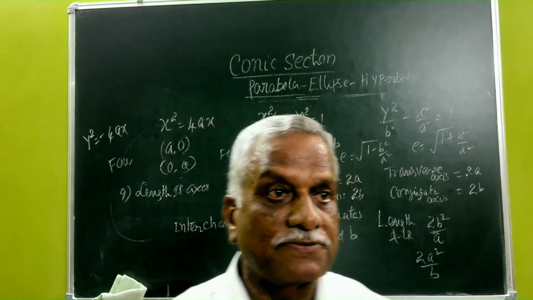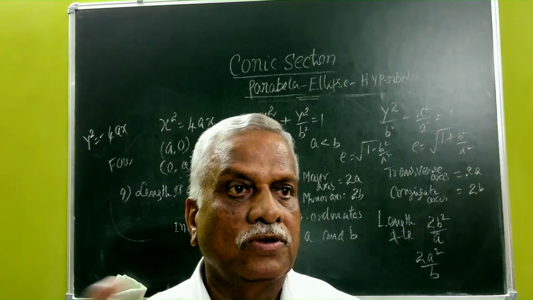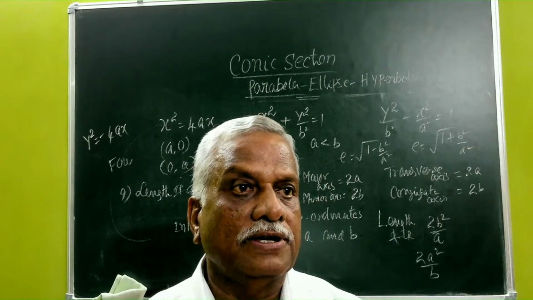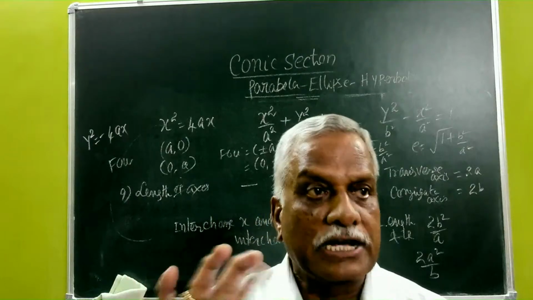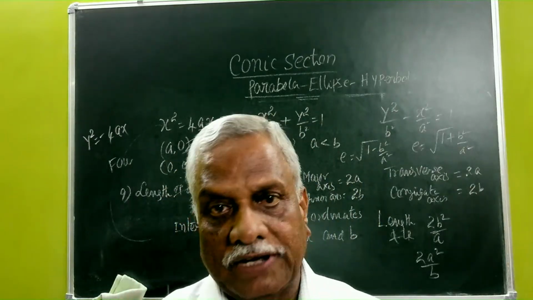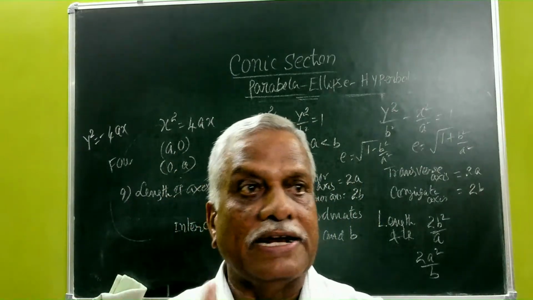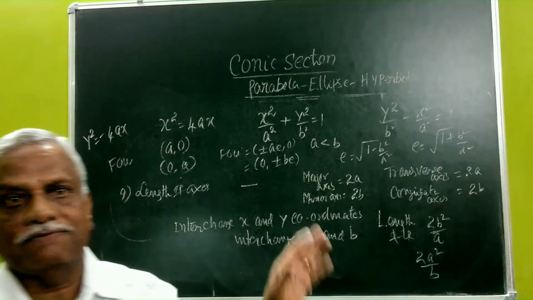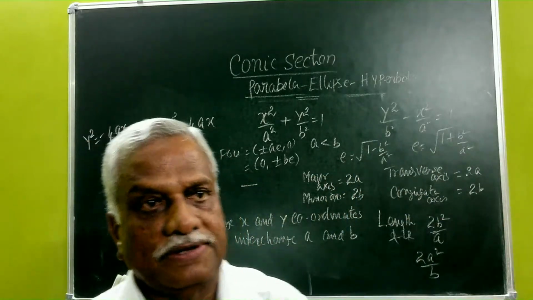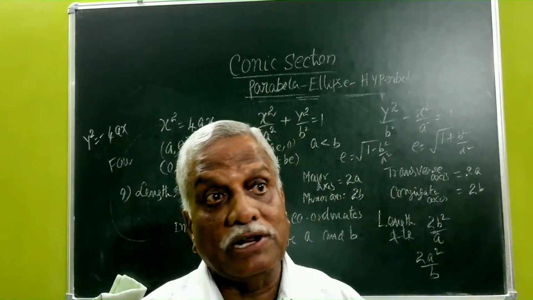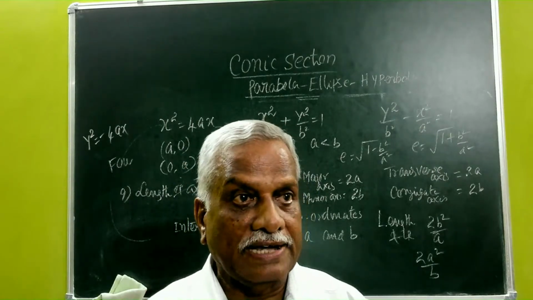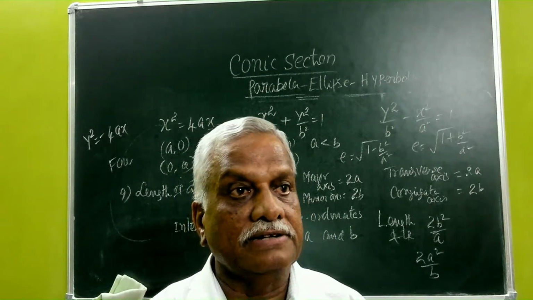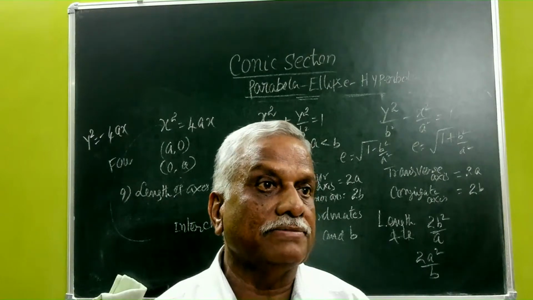Length of latus rectum is 4a for parabola, 2b square by a for ellipse, and the same for hyperbola. The only change you notice is the expression for e. For ellipse, e is equal to root of 1 minus b square by a square. For hyperbola, 1 plus b square by a square. The second type you need not remember. You can just remember, for the second type, interchange x and y coordinates and interchange a and b.